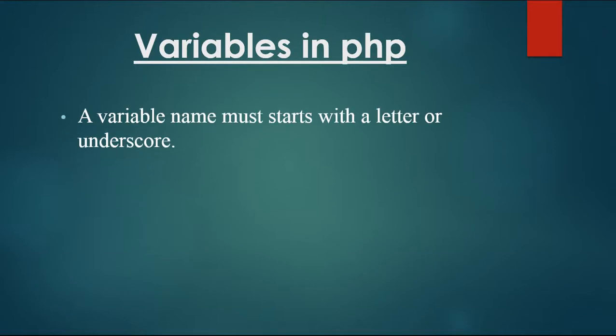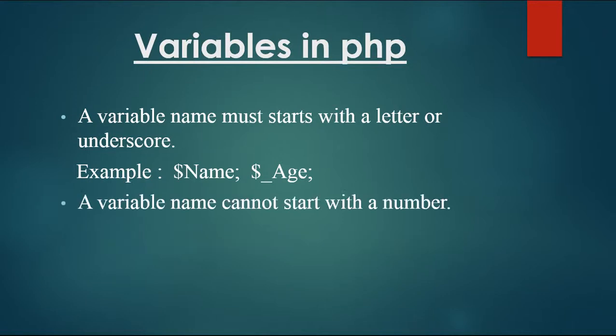A variable name must start with a letter or underscore. Like other languages, PHP also contains some rules for creating a variable. A variable name must start with a letter or an underscore symbol. For example, here there are two variables, name and age. You can see that the second variable age starts with an underscore symbol. It is a valid variable name.